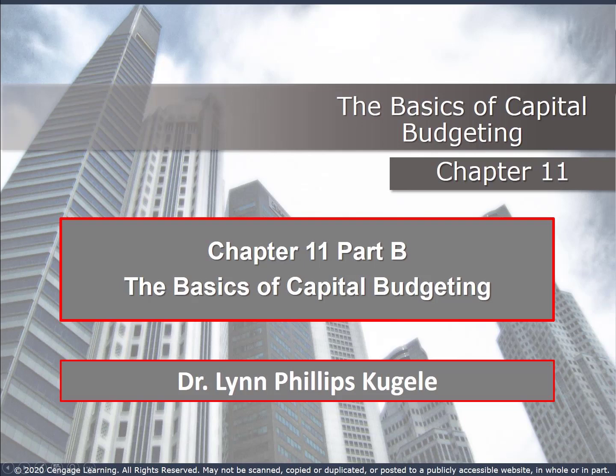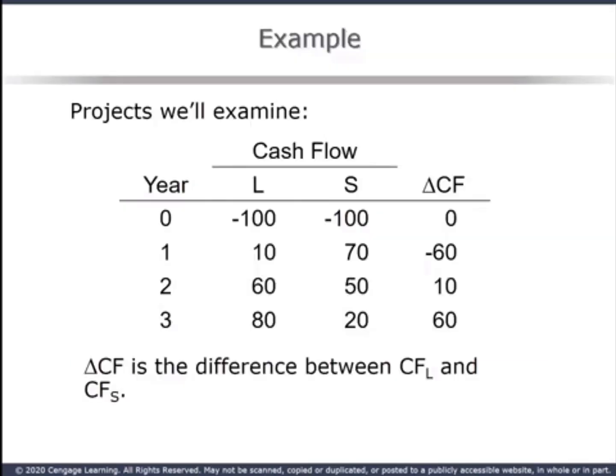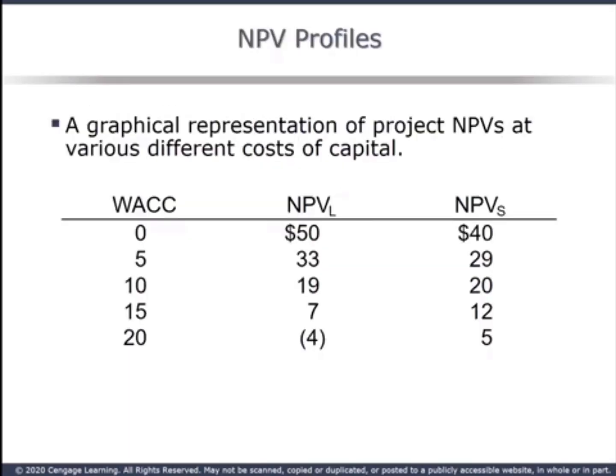Continuing our coverage of the mechanics of capital budgeting, we look at three remaining metrics and their usage: modified internal rate of return, regular payback, and discounted payback. Here are the two sample projects we're using to demonstrate the various methods. Remember, we said that NPV dominates even if the result conflicts with another method. Let's explore how those conflicts can occur.